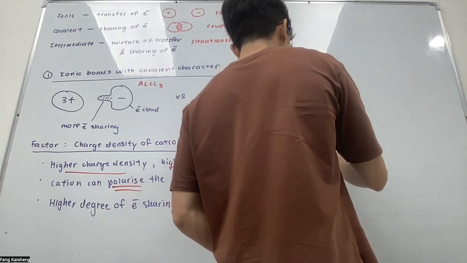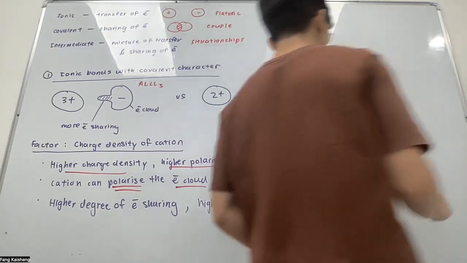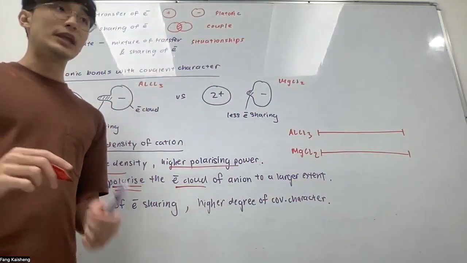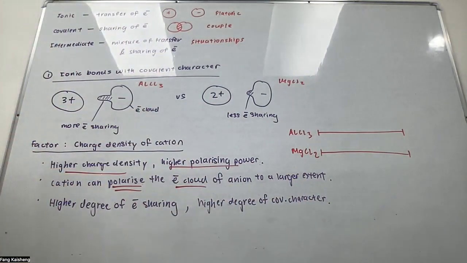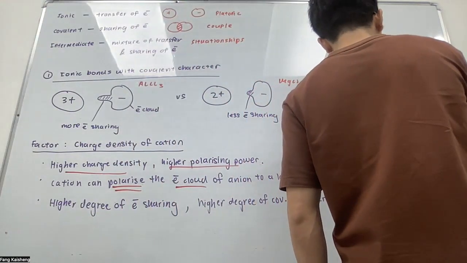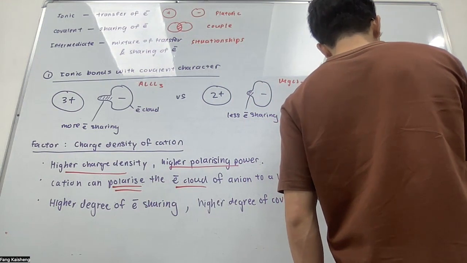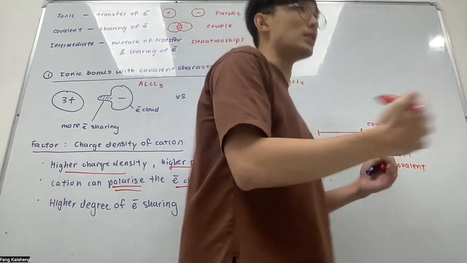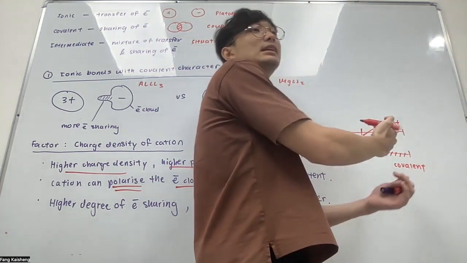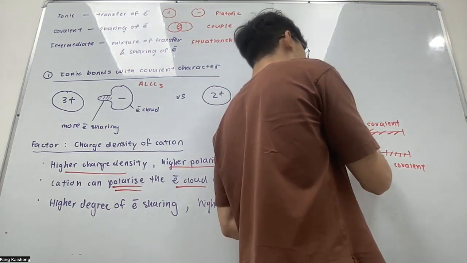AlCl3 and MgCl2, I like to visualize this in the form of a line, a line which has the same length. Now take a look. Who has more covalent character? Based on your explanation, it is AlCl3. AlCl3 has more covalent character, whereas MgCl2 has less covalent character. If you have more covalent character, that means you have less ionic. If you have less covalent character, it means you are more ionic.